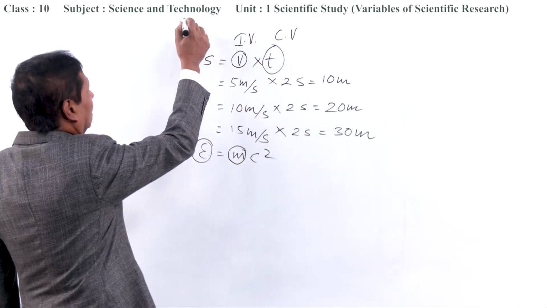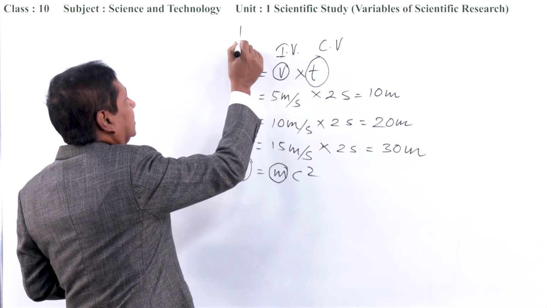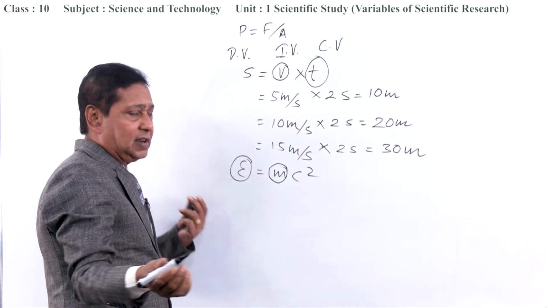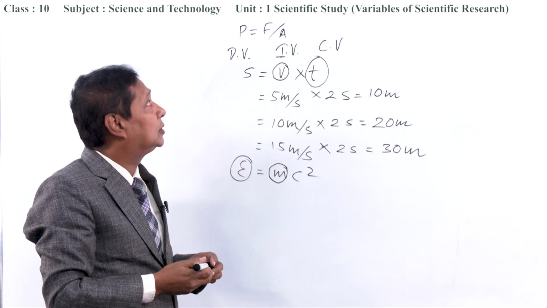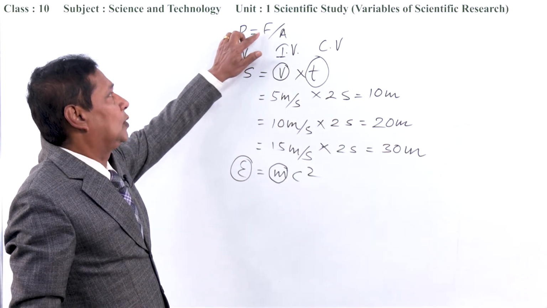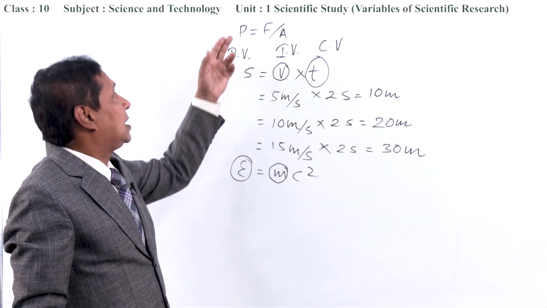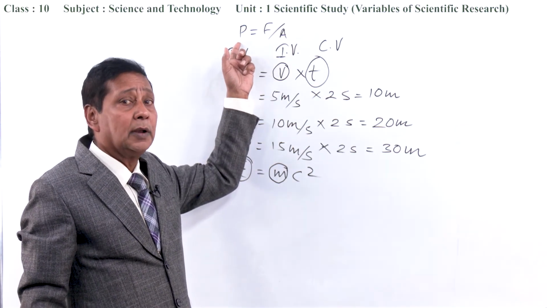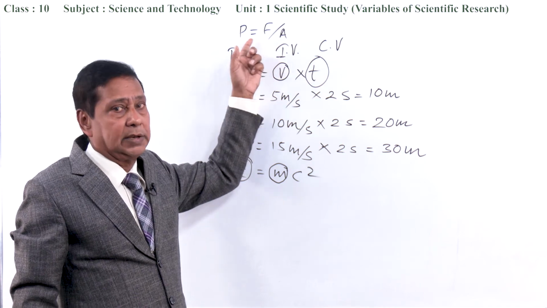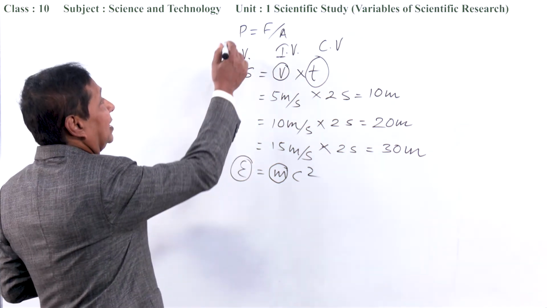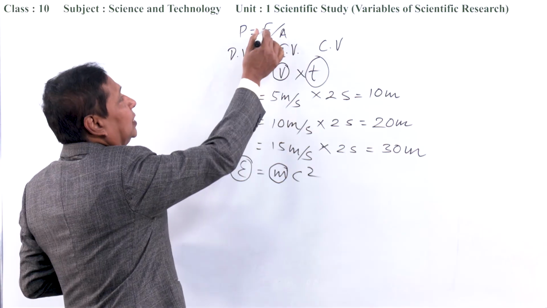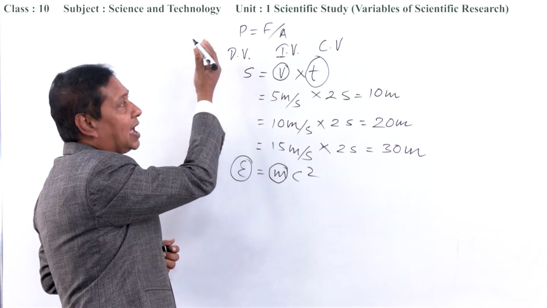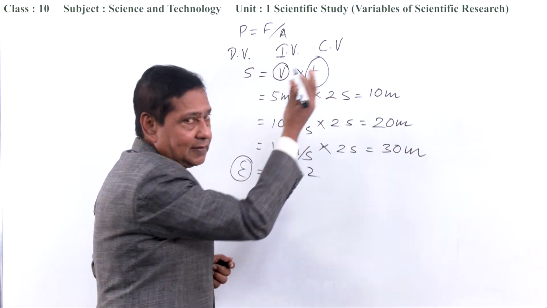I want to take another example also. Do you remember pressure is equal to force by area? It was taught in different lower classes also. We know that pressure equals force by area. Now, if we increase the force, then certainly pressure will be more. If we decrease the force, pressure will be less. It means pressure is the dependent variable and force is the independent variable, and the dependent variable is usually taken on the left hand side and the independent on the right hand side.